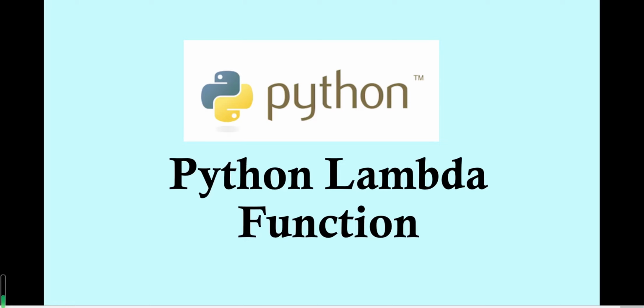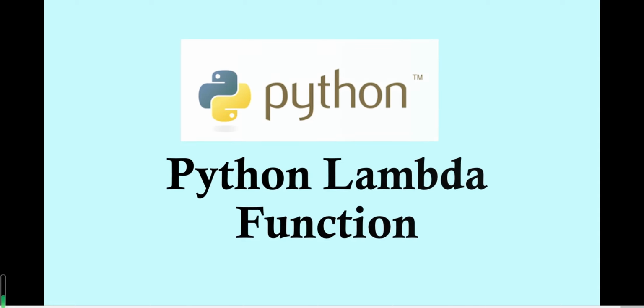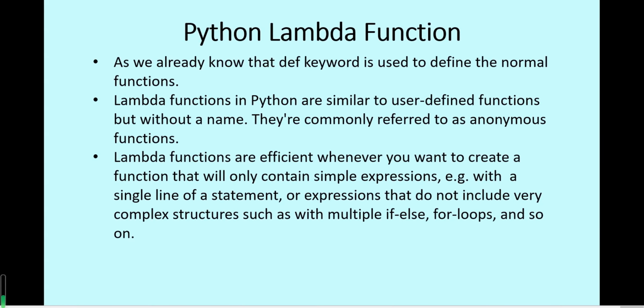In this video, we will talk about Python Lambda function. As we already know, we can use the def keyword to define a normal function. A Lambda function in Python is similar to a user-defined function, but without a name. So they are commonly called anonymous functions.